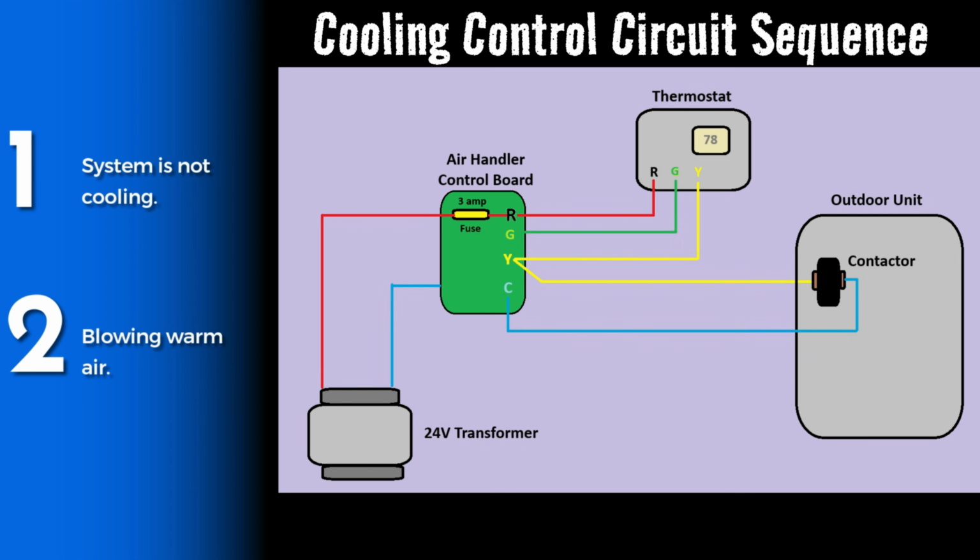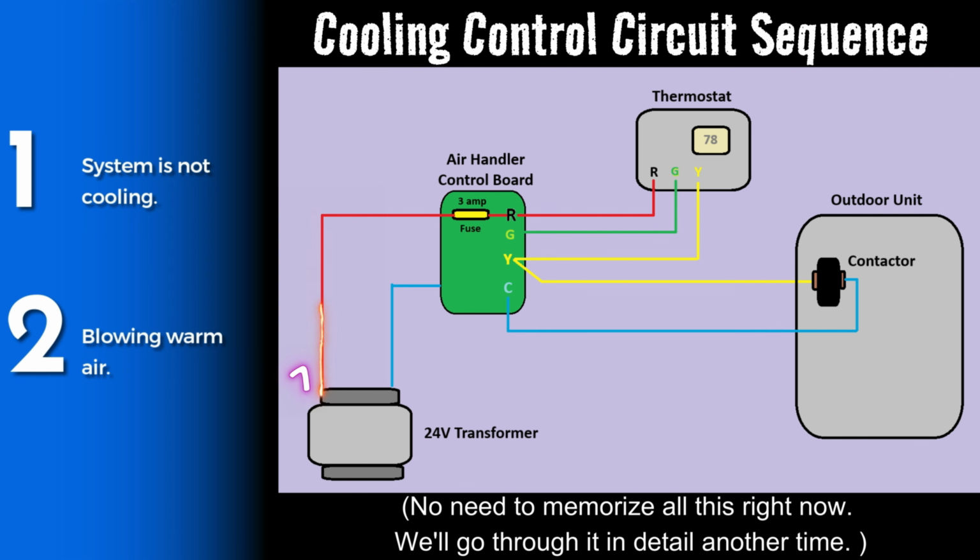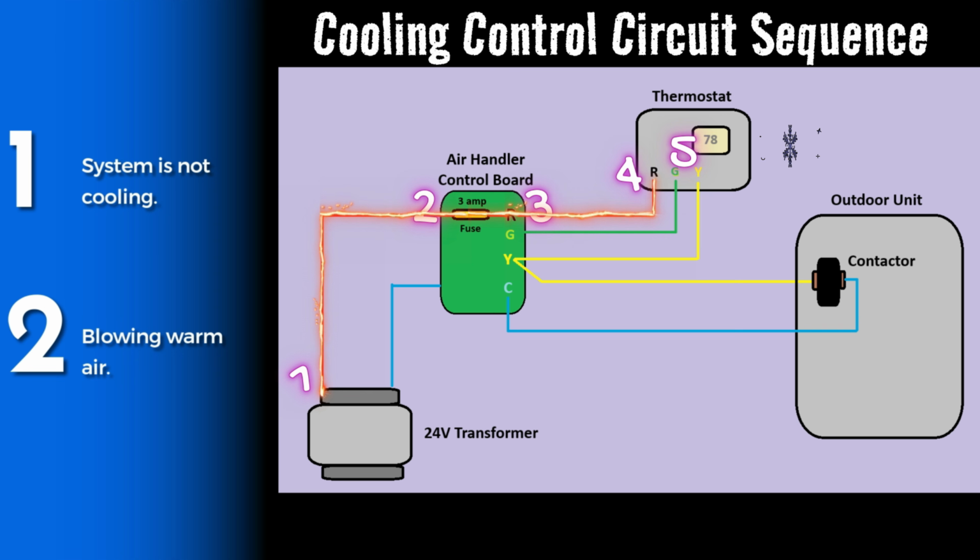Now let's take a look at the cooling control circuit sequence. Our power starts off at a 24 volt transformer. That 24 volts then goes to the air handler control board, goes through a 3 or 5 amp fuse. From there it goes to the R terminal on the control board, goes up to the R terminal on the thermostat. When the thermostat calls for cooling, it activates the Y and G terminals. It sends that 24 volts on both those wires. And those 24 volt signals go back to the air handler control board Y and G terminals respectively.